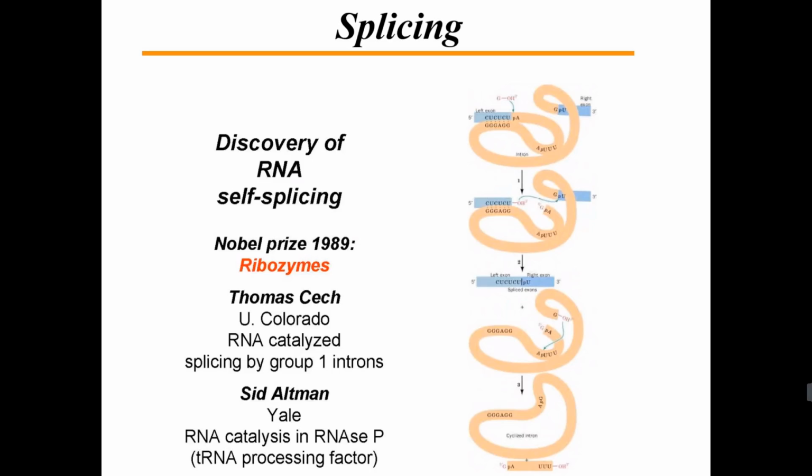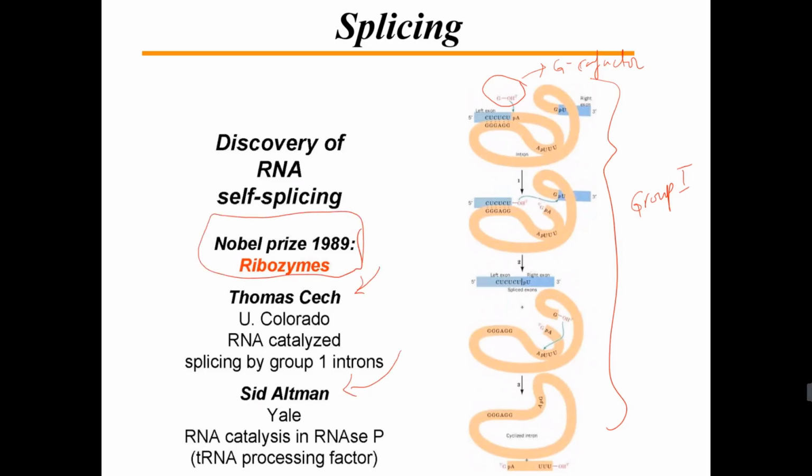This figure over here is the group 1 self-splicing process, which we'll delve into in more detail in the upcoming slides. As you notice, it's group 1 because we have that G cofactor that's essential for the first transesterification reaction to occur. Some of the experimental data we're going to show is from both Thomas Cech's and Sid Altman's groups, and both of them were awarded the Nobel Prize for their work with these self-splicing introns, which they essentially called ribozymes.